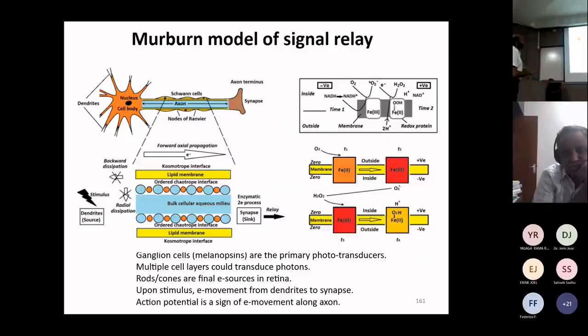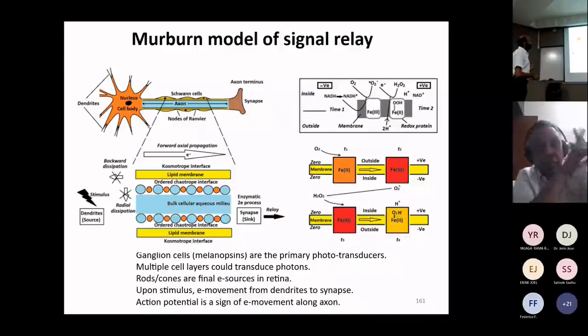So basically, as per this theory, rods and cones are the final electron source. Multiple cell layers could transduce photons. So that can give depth perception, and higher resolution because you have more cells perceiving, rather than just the retina.